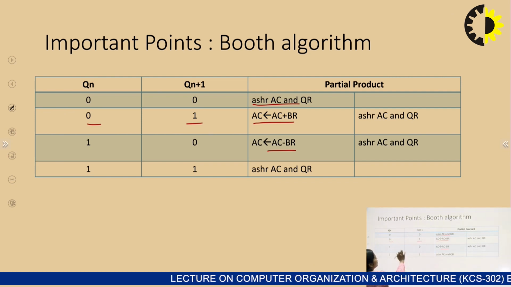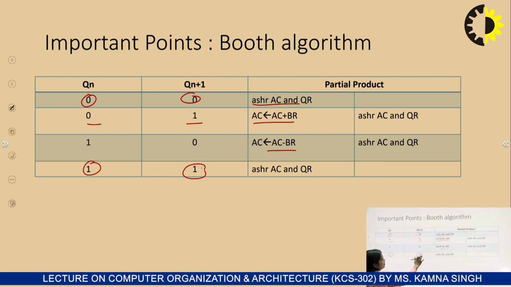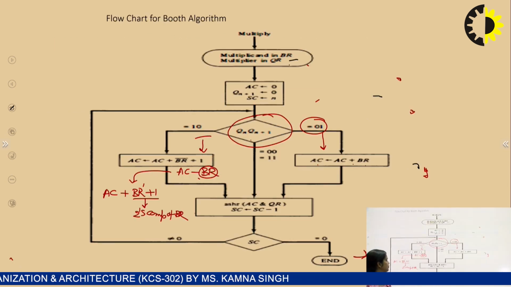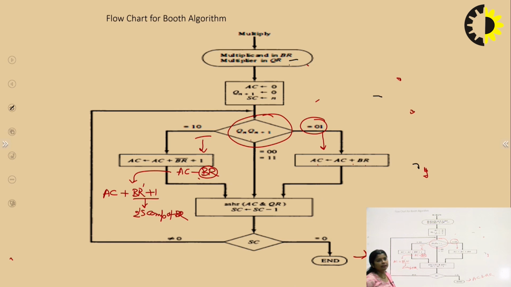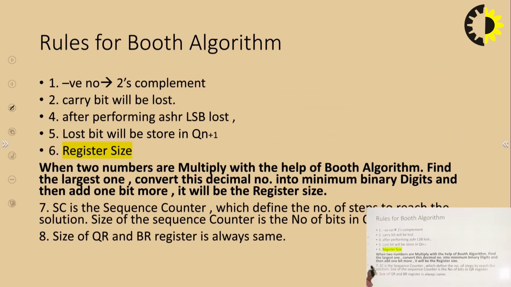Next is 1 1. Whenever it is 0 0 or 1 1, you only apply the arithmetic shift right operation on AC and QR. That means whenever both the Qn and Qn minus 1 values are the same, 0 0 or 1 1, then apply the arithmetic shift right and check the sequence counter value. This is the complete Booth algorithm. Now, we are applying some rules for the Booth algorithm.